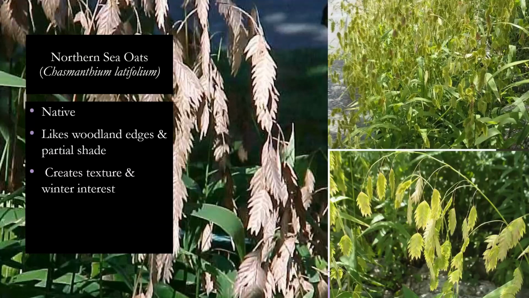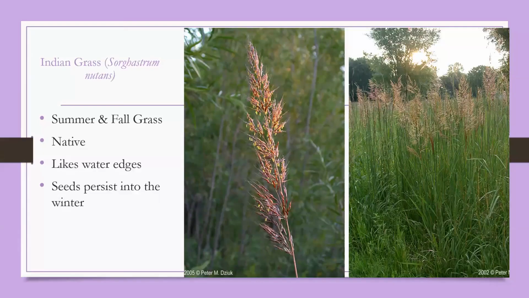So just northern sea oats, they're kind of a fun one. They have fun texture. These little oats persist through the winter. And then here's a more close-up of Indian grass. Again, a little bit taller, like some of the grasses that are in landscaping.